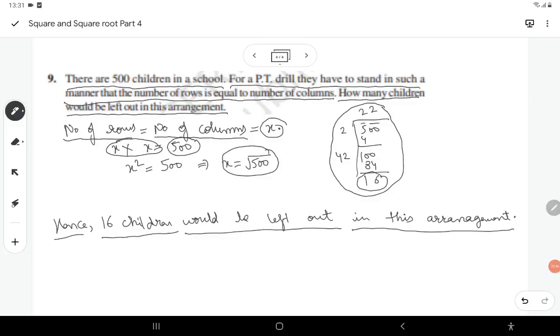So this finishes our chapter number 6, that is squares and square roots. If you have not watched the previous videos, kindly go and watch them and complete them.